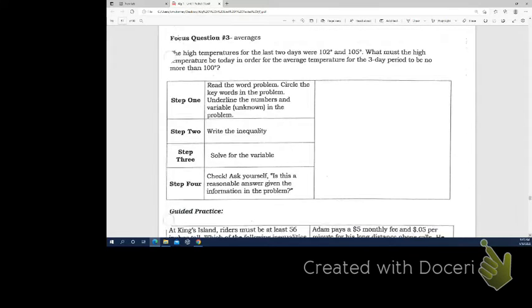All right, this time we get an average question. So it's been warm here, but not this warm. So high temperatures for the last 2 days were 102 and 105. Yeah, we're like out in Arizona or something. So 102 and 105. And then we are supposed to find what the high temperature would have to be today. We don't know that, that's what we're looking for, the third day.